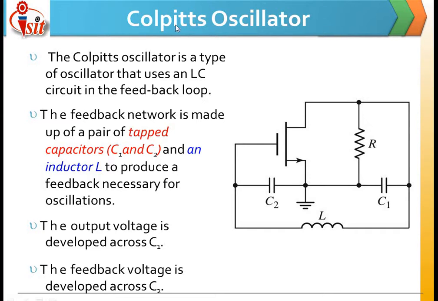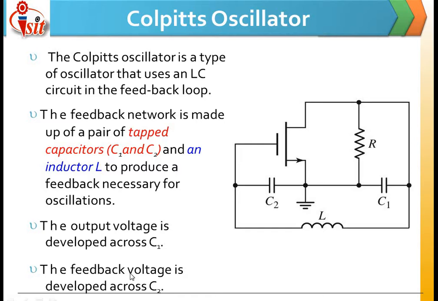for oscillation purpose. This configuration is called a Colpitts oscillator, because the Colpitts oscillator is a type of oscillator that uses an LC circuit in the feedback loop. Just see here, C1 and L are present. The feedback network is made up of a pair of tapped capacitors, C1 and C2, and the inductor L, to produce the feedback necessary for oscillations.